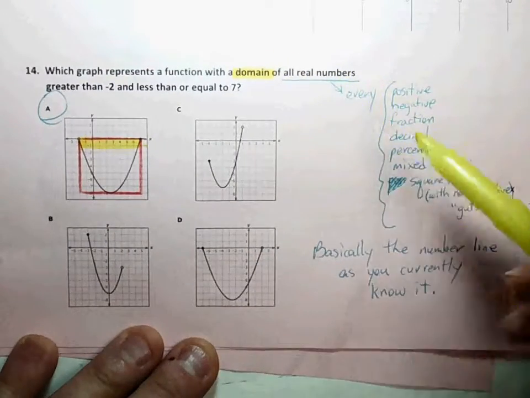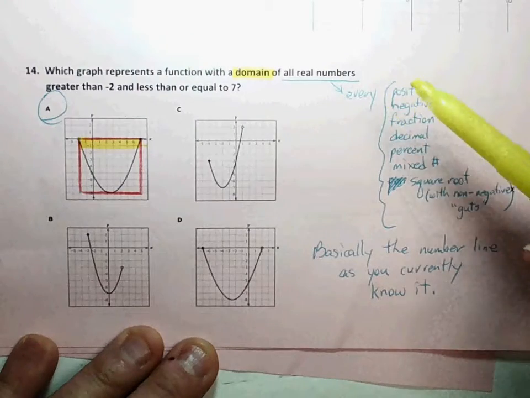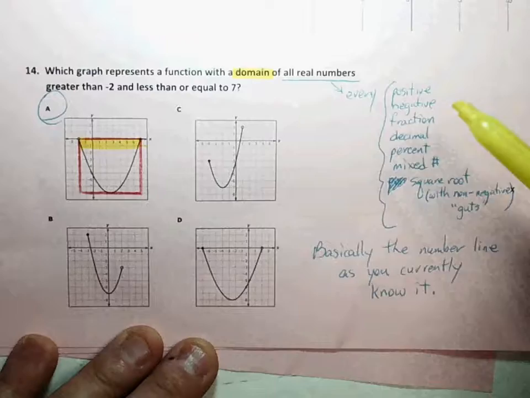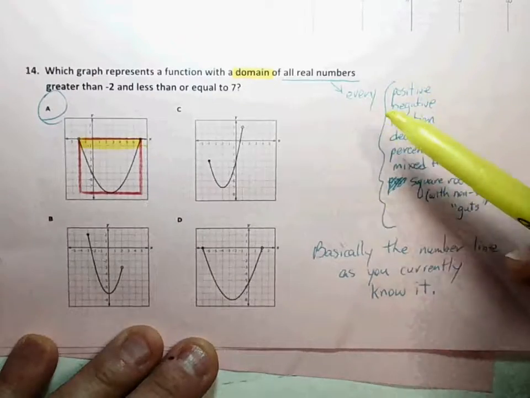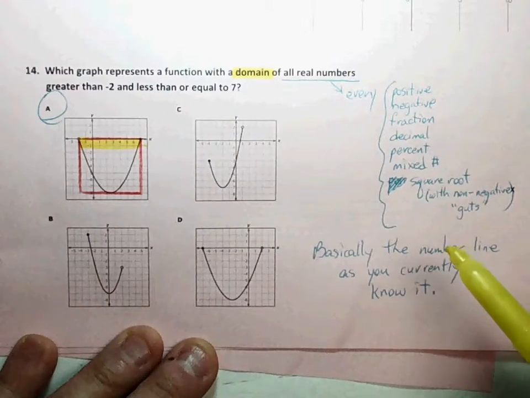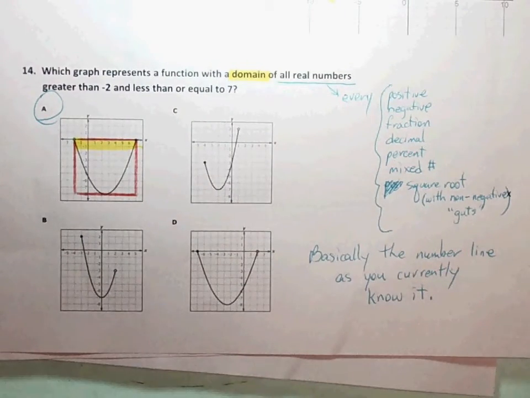All real numbers, one more time. Right now, in your world, all real numbers is each and every positive, negative, fraction, decimal, percent, mixed number, square root, all the numbers that make up your number line. That represents all real numbers. So don't let that throw you off. All real numbers are basically all the numbers you currently know.